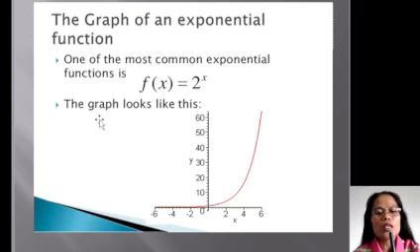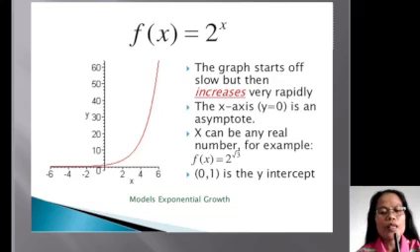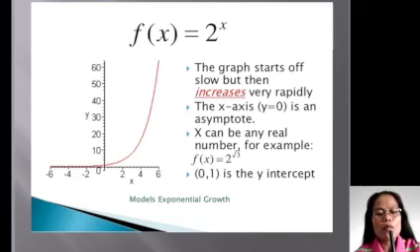One of the most common exponential functions is f of x is equal to 2 to the power of x. So if we are going to graph that function, it looks like this. It's increasing. Okay, the graph starts off slow but then increases very rapidly. The x-axis is an asymptote, and x can be any real number. For example, f of x is equal to 2 to the power of square root of 3, and (0, 1) is the y-intercept.